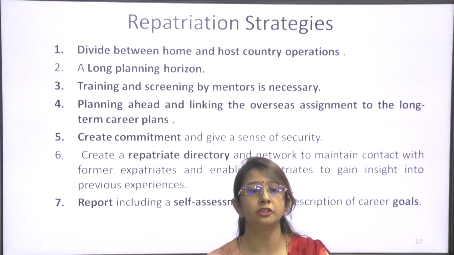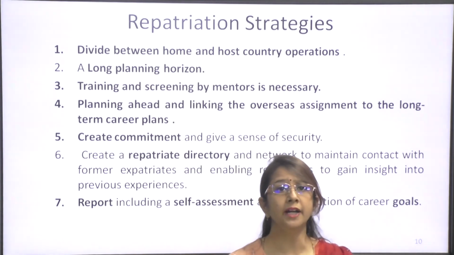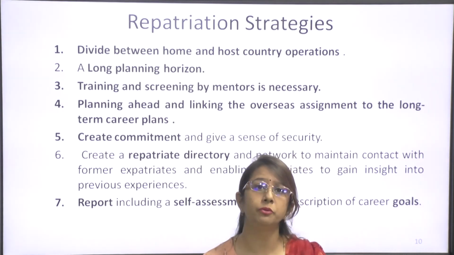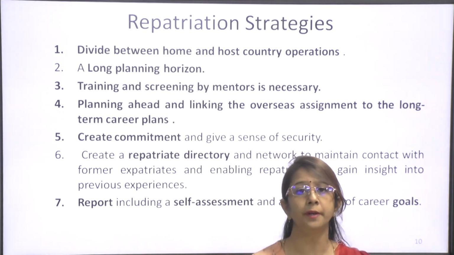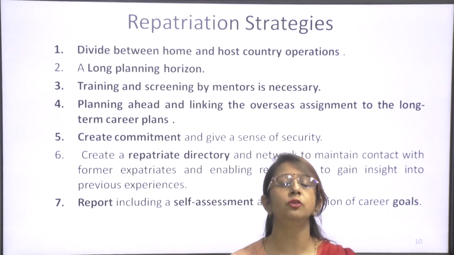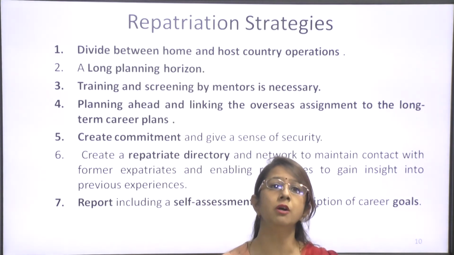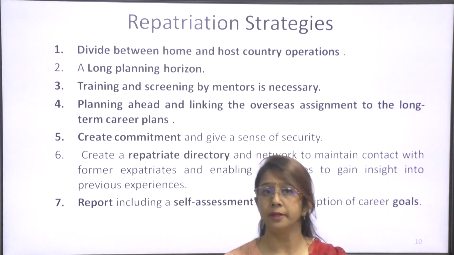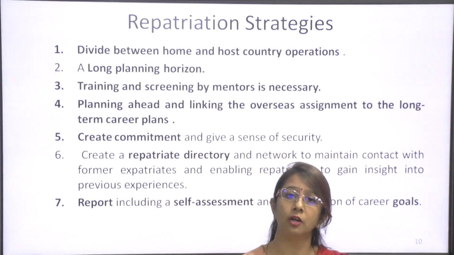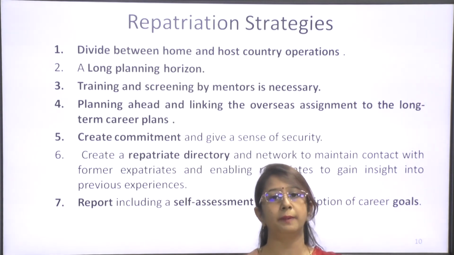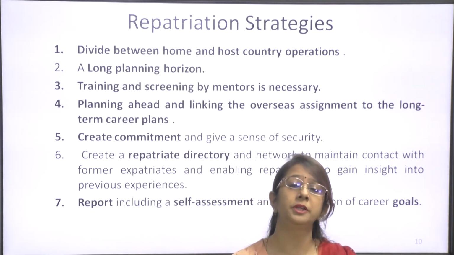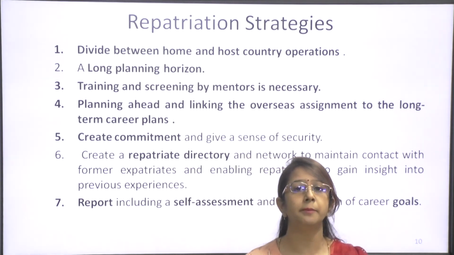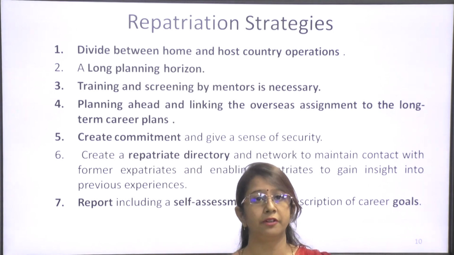Repatriation strategies need to be understood. First, differentiate the environment between the home and the host country for the person. You need to tell the difference between the home and the host country, so that the person will be able to adjust himself. Then, a long-term planning horizon: repatriation should always be accompanied along with expatriation. That means, along with expatriation, you need to provide all the information till the person returns to the home country. So, this is very long-term planning when we talk about repatriation strategies.